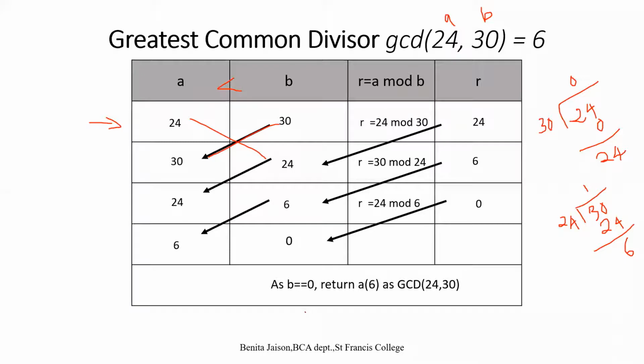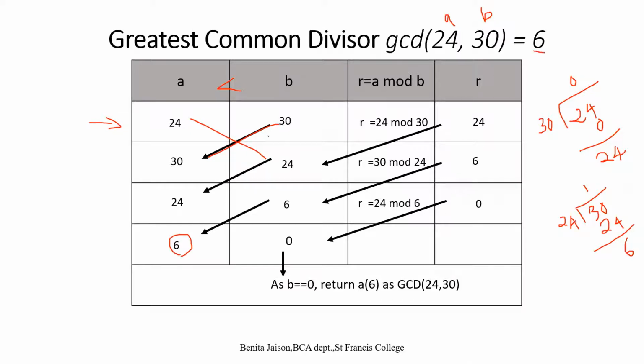Right? So now we are checking. Always we will be checking whether the B value is equal to 0. If the B value is equal to 0, what do we have to do? We have to return A as the common divisor. Here, what is the value of A? The value of A is 6. Right? The greatest common divisor of 24 and 30. In both the slides, I was finding the GCD of 24 and 30, and we know that it is 6.